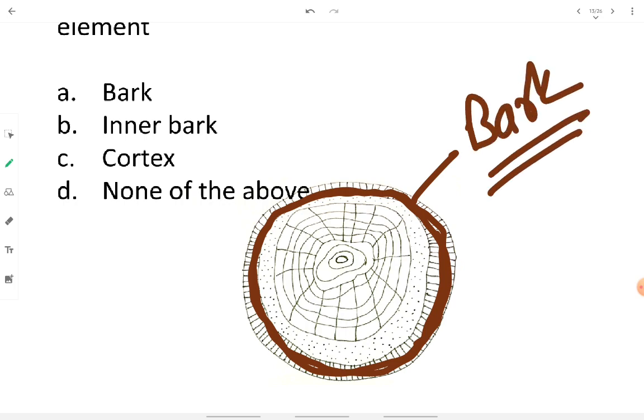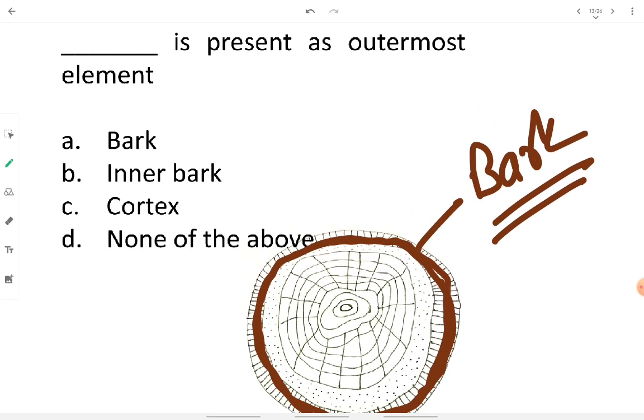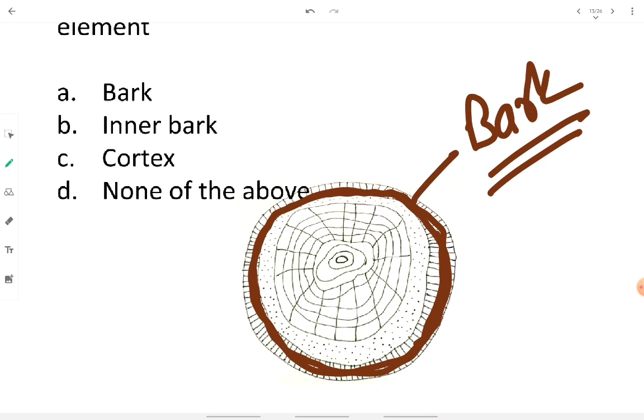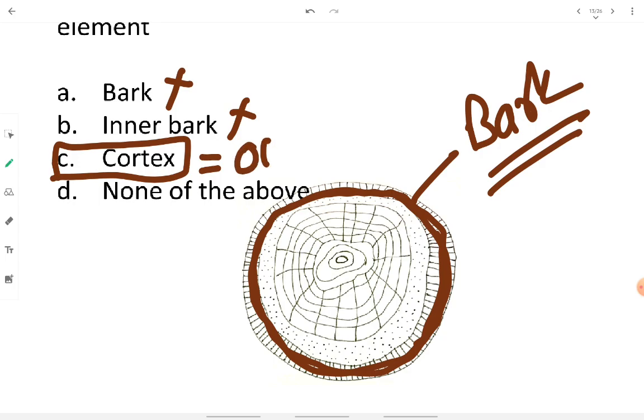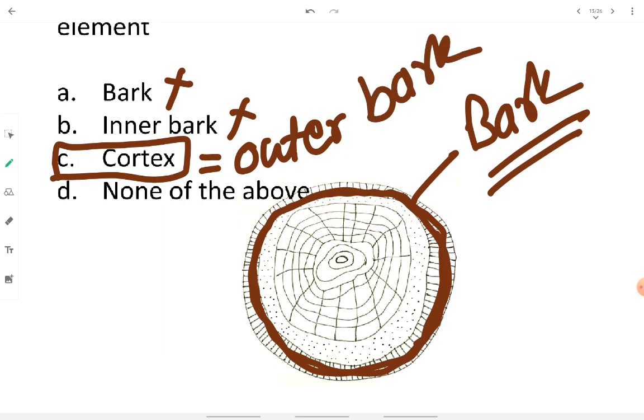Bark is the outer coating present. Now the question is: present as the outermost element. Bark is there, and then inner bark is given, therefore we cannot directly tick bark. This specific word is wrong. Since inner bark is provided, inner bark is not the outermost element. Then comes the word cortex. Now remember, cortex is equal to what? Outer bark. Knowingly, in the options the word outer bark is not specified, instead they have provided the synonym for outer bark, which is cortex.